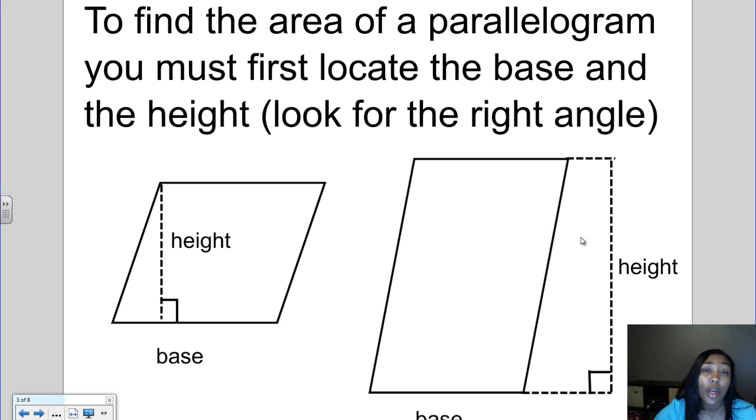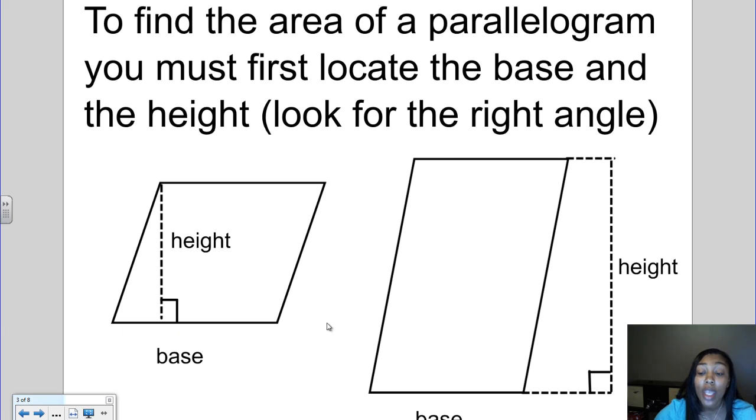So to find the area of a parallelogram, you have to first locate the base and the height. And just like when you're looking for the right angle with a triangle, you're going to look for the right angle for a parallelogram as well to locate the base and the height. So if I look at this trapezoid here, if I look for the right angle square, it's going to lead me to the height and the base because it's going to touch the base and the height. So if we notice with this trapezoid, the dotted line is my height and then the bottom here is going to be my base.